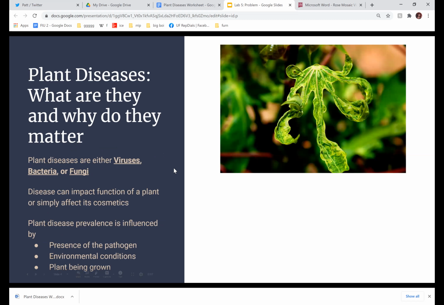So first we're going to be going over plant disease. What are they and why do they matter? Plant diseases can either be a virus, a bacteria, or a fungus. The citrus greening we just saw is a bacteria carried by a vector, an insect, and diseases can impact the function of a plant or just simply affect its cosmetics in general.